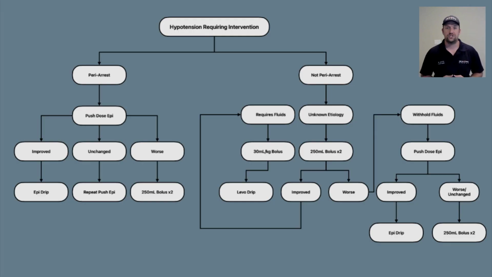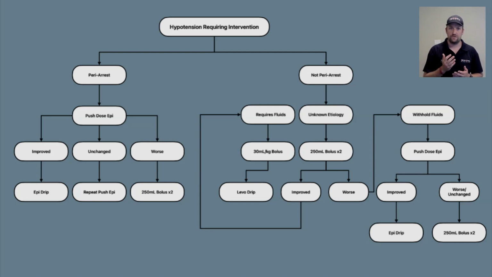This is the hypotension decision tree. It's an algorithm-based format to help with ease of use. All right, so for the first junction here, we have peri-arrest and not peri-arrest. Peri-arrest simply means that they are about to go into cardiac arrest. First, we'll look at the peri-arrest side. An example of this would be someone that is unconscious, unresponsive with a very low blood pressure, maybe MAPs in the 30s or 40s. For this group, we are going to immediately push dose on them.